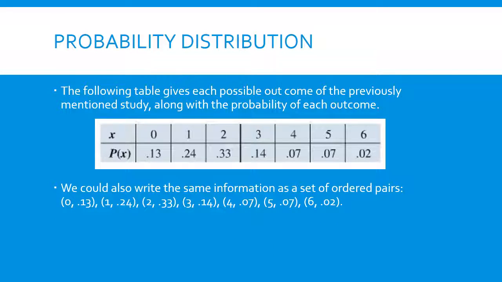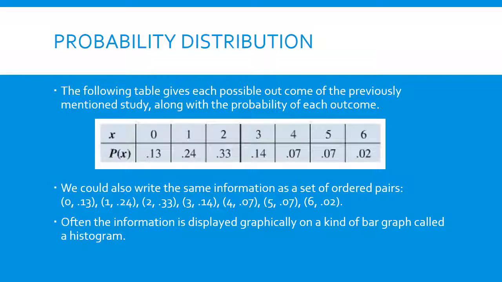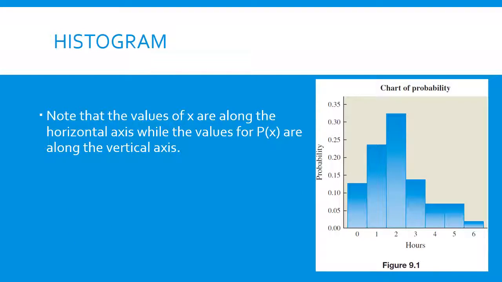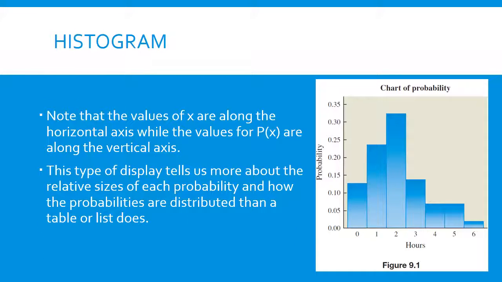We could also write the same information as a set of ordered pairs, and you see that listed here. And often we also display this graphically on a type of bar graph called a histogram. This is what a histogram will look like. Note that the values of X are on the horizontal axis, or the x-axis. The values for P of X are on the vertical axis. This type of display tells us more about the relative size of each probability and how the probabilities are distributed than a table or list does.